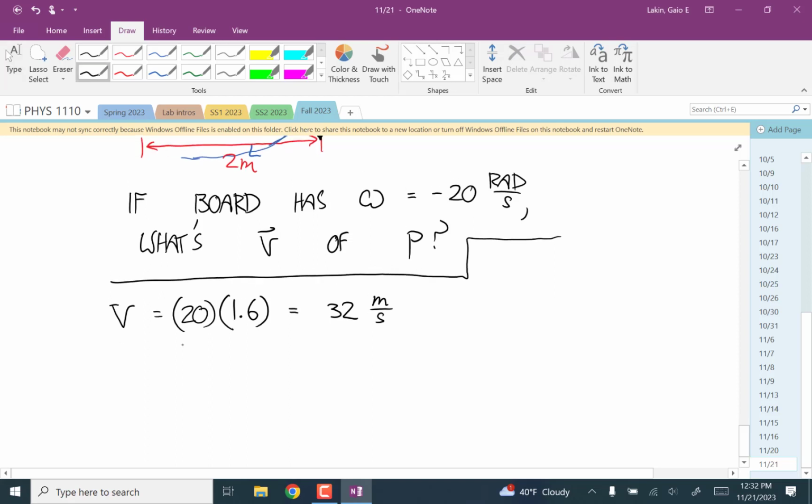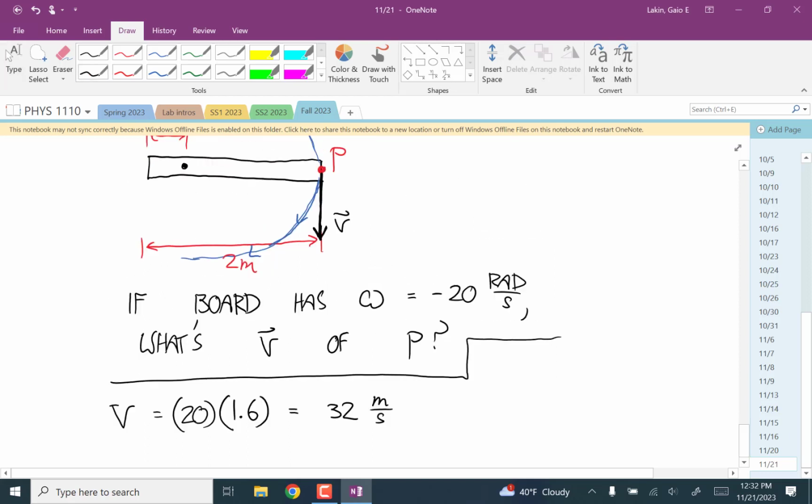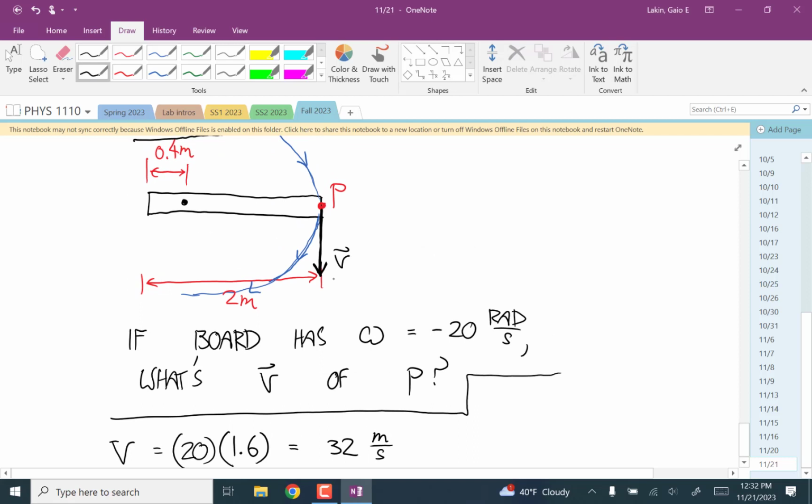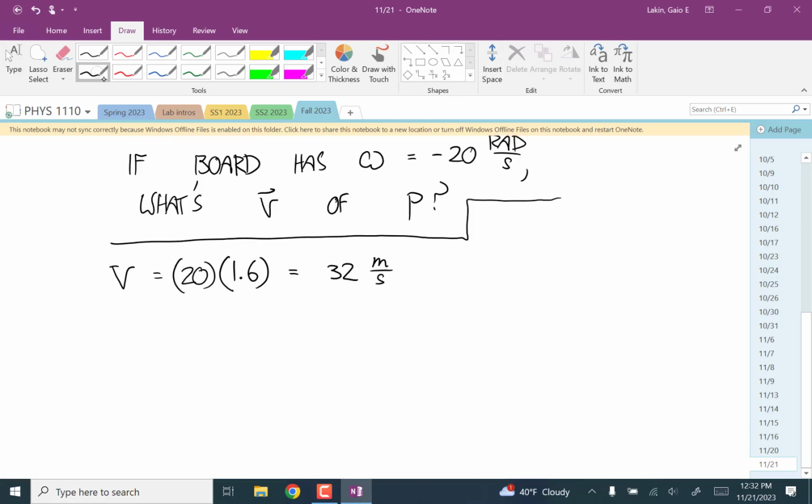Okay, well, we have that the speed is 32 meters per second. We've figured out that the direction is down. And so the velocity vector of that point is 0, negative 32 meters per second.